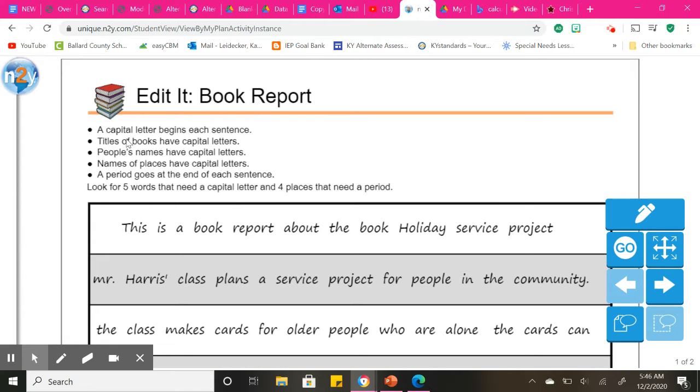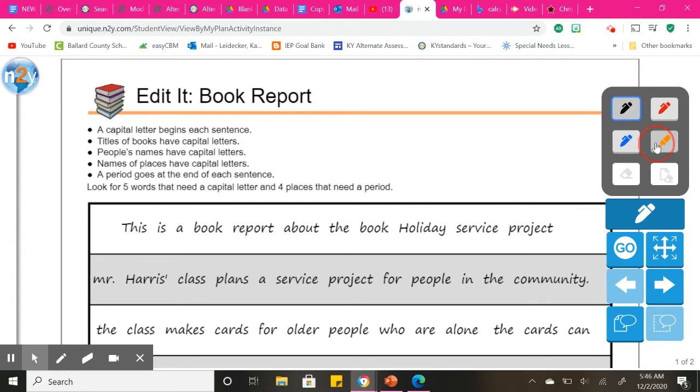Some writing. So we have to know a capital letter begins each sentence. Titles of books have capital letters. People's names have capital letters. Well, that's definitely not a highlighter. Names and places have capital letters. A period needs to go at the end of each sentence. Okay, so we're looking for 5 words that need a capital letter and 4 places that we need a period.